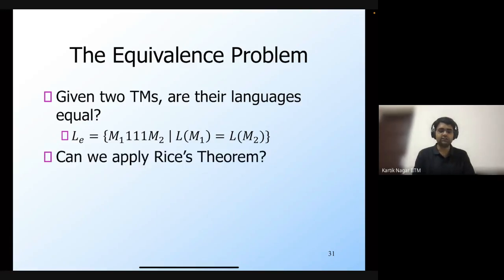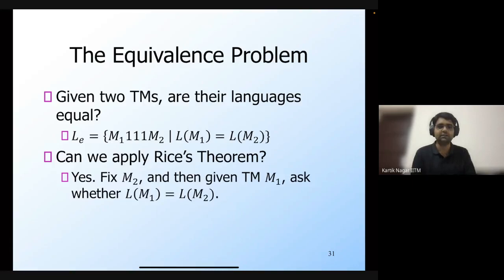So the first question that you need to ask, whenever you come up with such a property, is: can we apply Rice's theorem here? Is this a non-trivial property of the language of a Turing machine? Pause at this moment and think about this for a minute. Can we apply Rice's theorem here? So you will find that the answer is that you can apply Rice's theorem, but in a restricted fashion. Rice's theorem only talks about the property of one language, so we need to fix the other language.